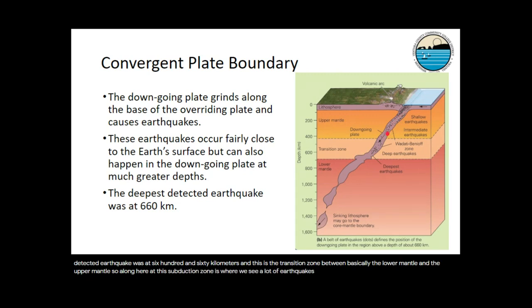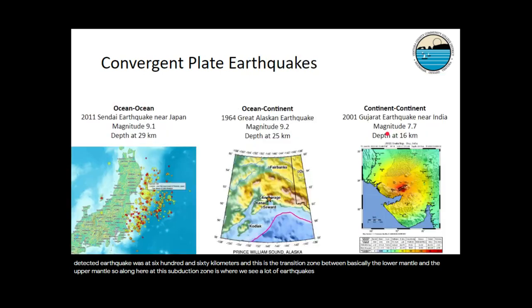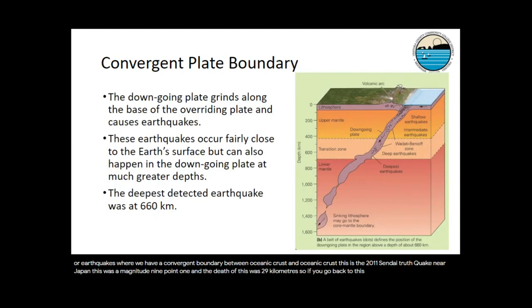So here's a few different examples of convergent plate earthquakes, where we have a convergent boundary between oceanic crust and oceanic crust. This is the 2011 Sendai earthquake near Japan. This was a magnitude 9.1, and the depth of this was 29 kilometers. So if we go back to this other slide and we look at where 29 kilometers would be on this diagram, that is quite shallow.